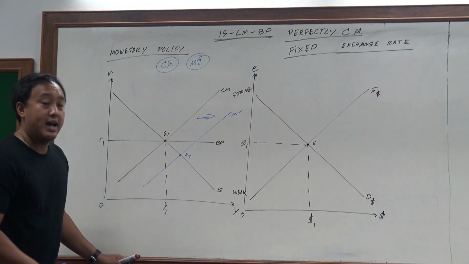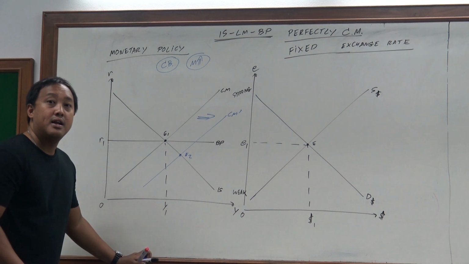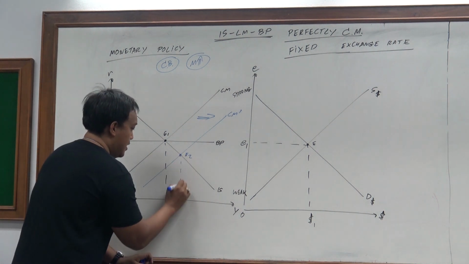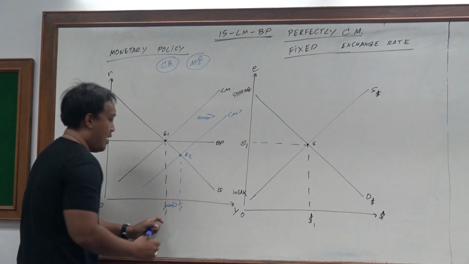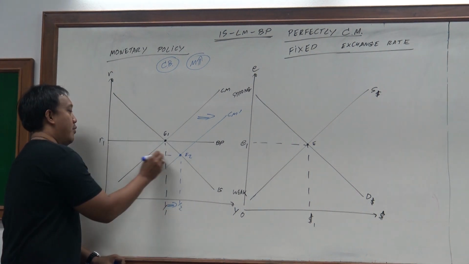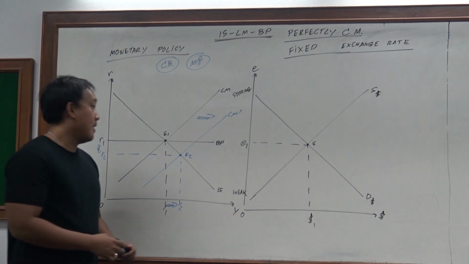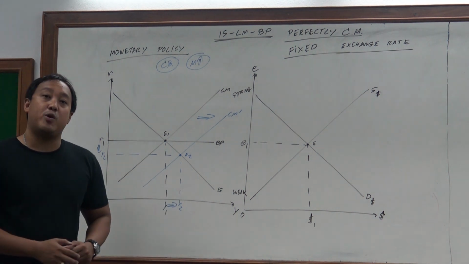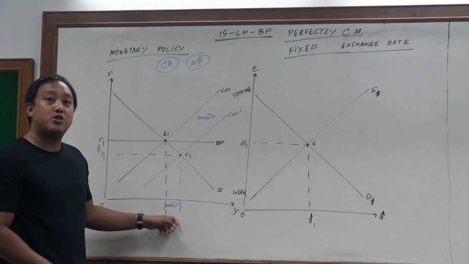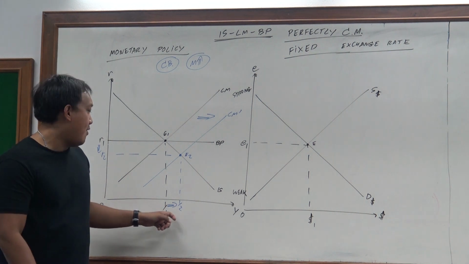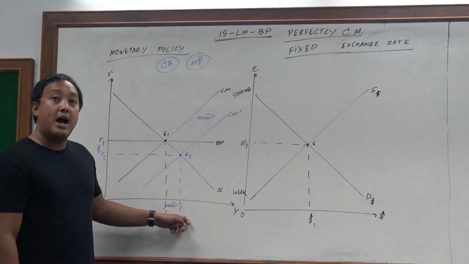E1 to E2. Okay, the LM curve will shift to the right. GDP increases from Y1 to Y2. The real interest rate drops from R1 to R2. Okay? This is the effect of monetary policy. In the first stage, it's quite good because GDP increases from Y1 to Y2.